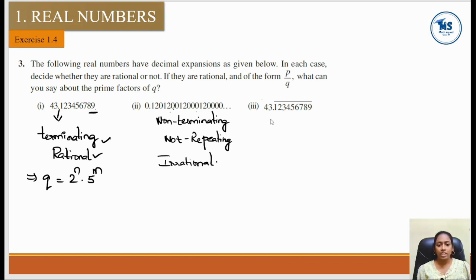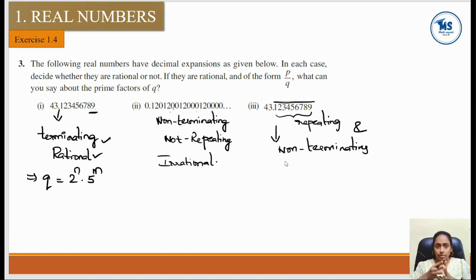Next question, 43.123456789. The bar is on all the numbers 1 2 3 4 5 6 7 8 9, which means all these numbers are repeating. So this question is non-terminating and repeating. If our rational number is non-terminating and repeating, then the denominator q is not in the form of 2 power n into 5 power m.